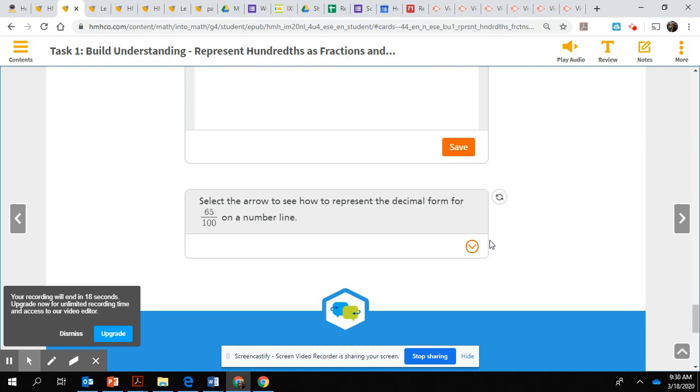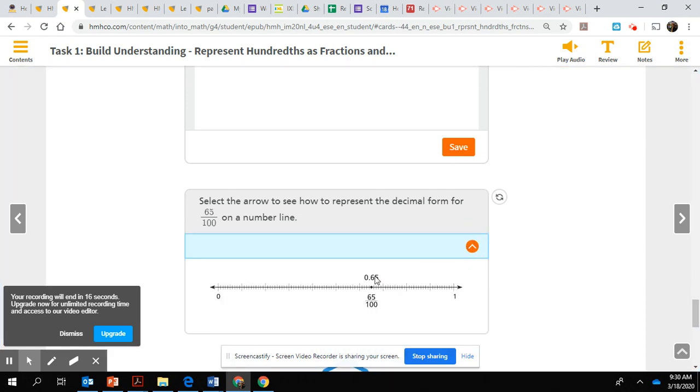So then it says select the arrow to show the representation. We could have written it out as 0.65, but it's a little bit harder to write. So this is what it should look like on the number line. Okay, guys, we have gone through Spark Your Learning and Build Understanding number 1. I'm coming back with number 2.